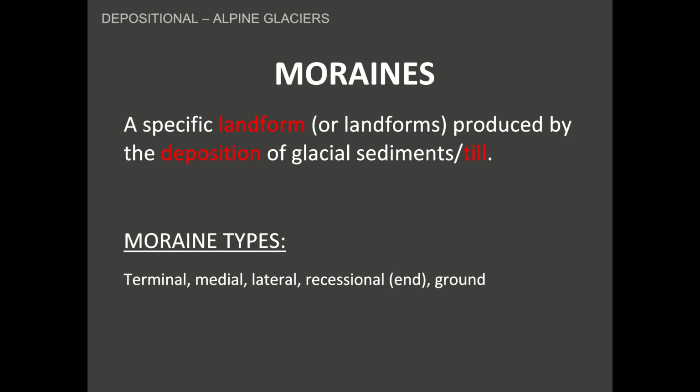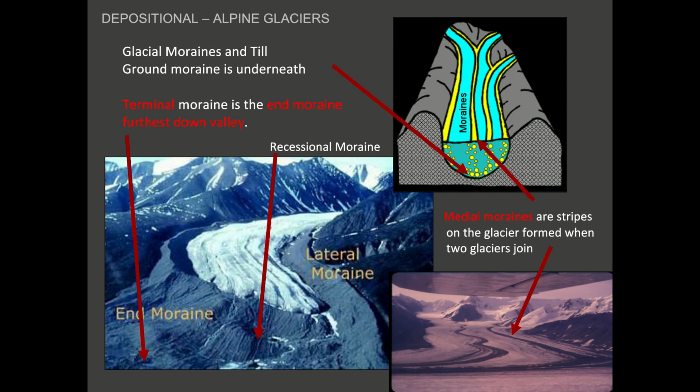Moraines are a specific landform produced by deposition of glacial sediments, also known as till. There are several moraine types. There's terminal, medial, lateral, end moraine, and the ground moraine. And I'm going to show everybody some pictures of these different types. So, as we can see, I'll start with the end moraine.